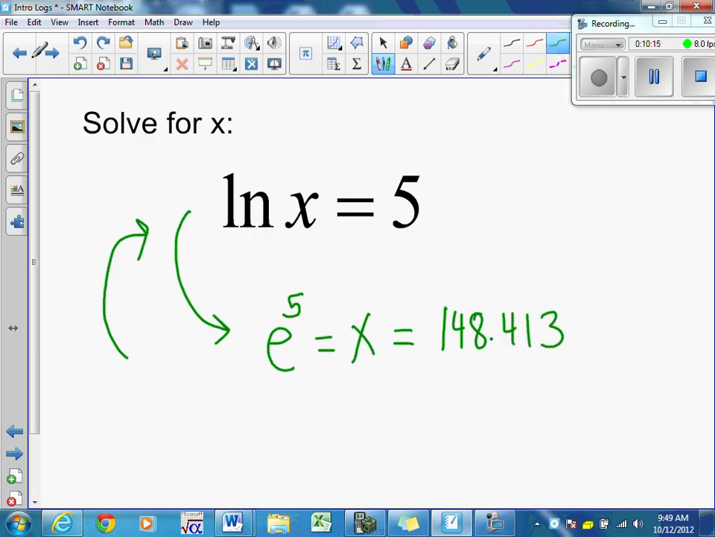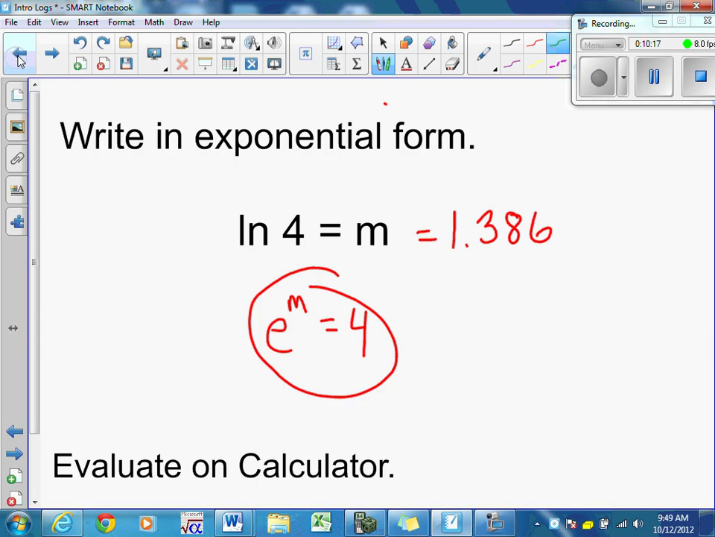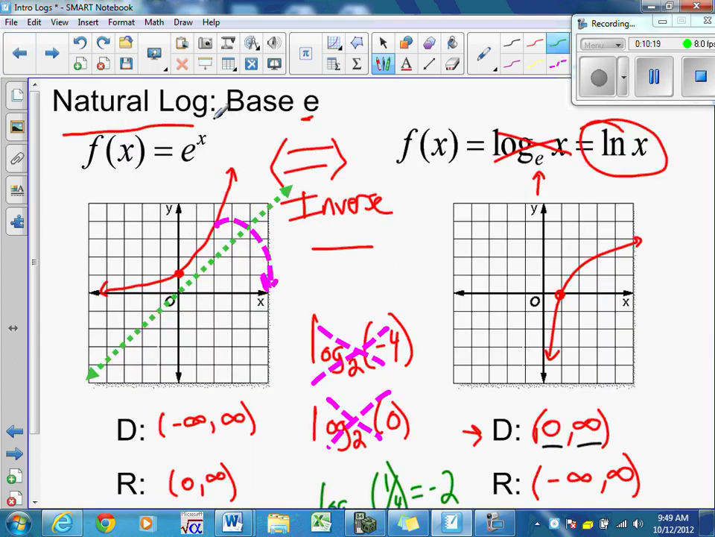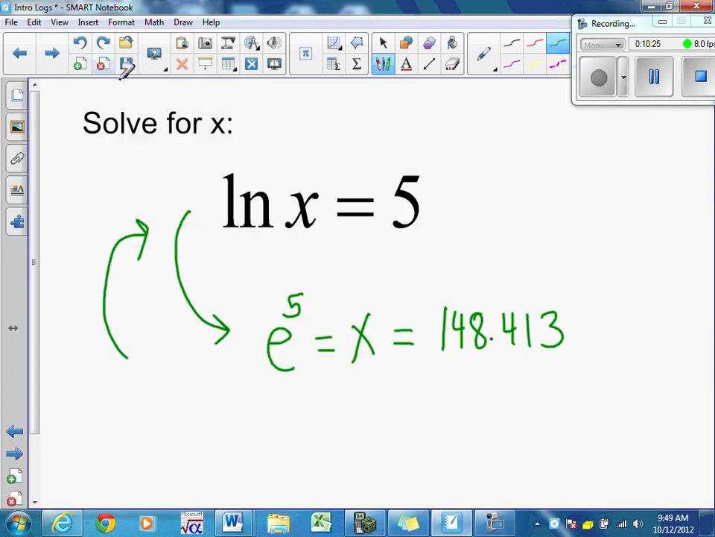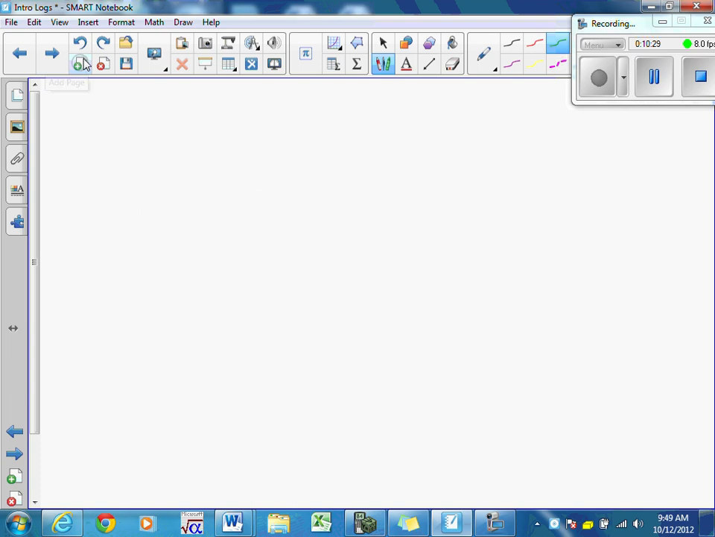So we're looking at three things here in this section. We're looking at natural log, base e. We're looking at common log, base 10. And then we're looking at solving equations. Not necessarily just with common log and natural log, but we may have an equation, e to what power, natural log again, is 12.